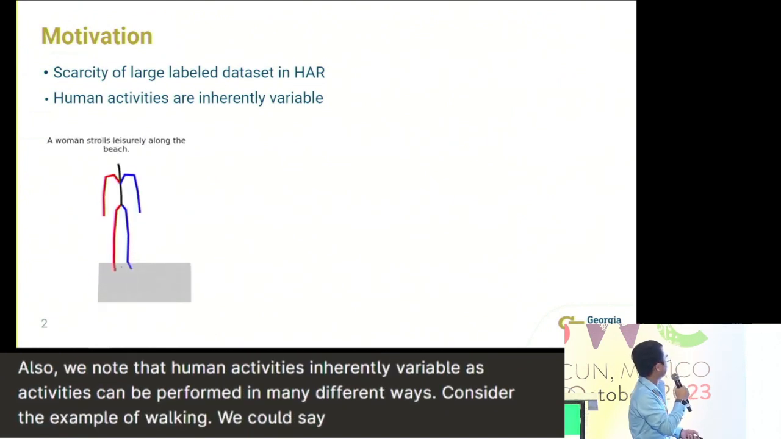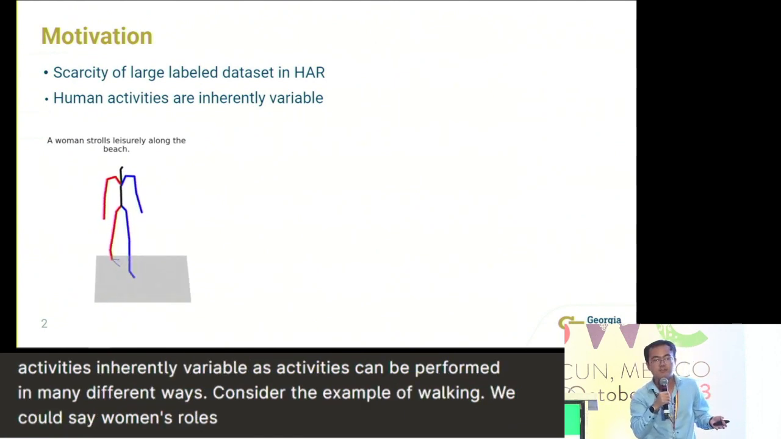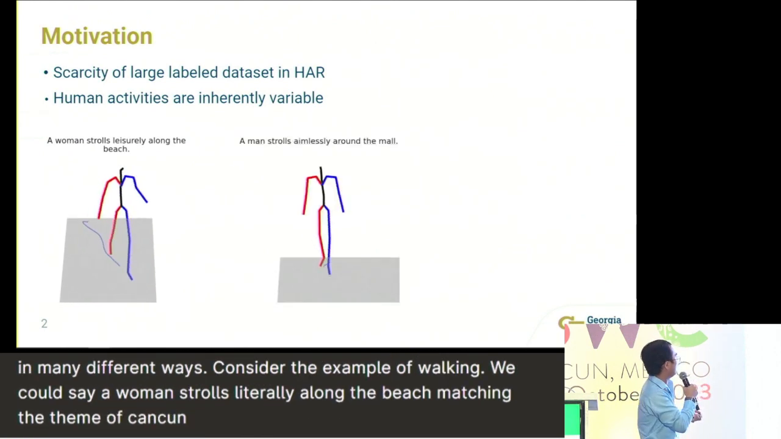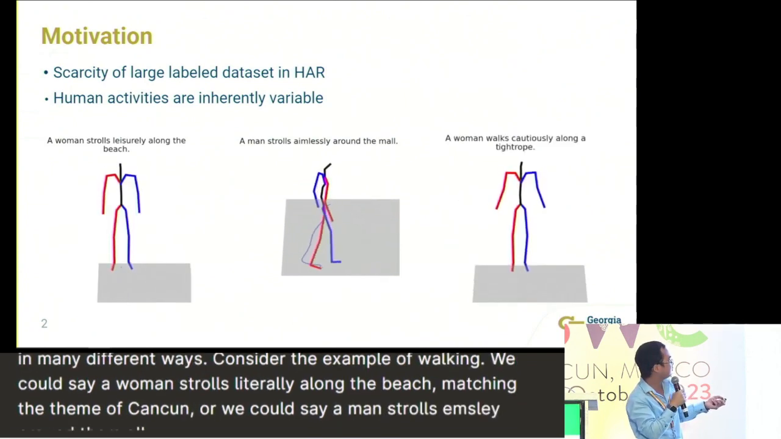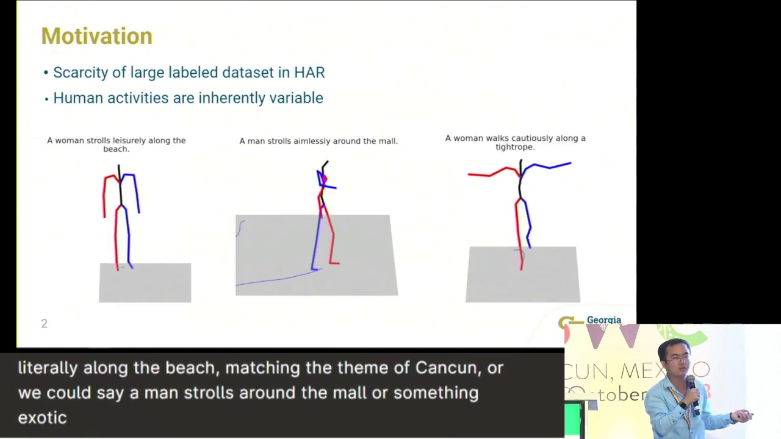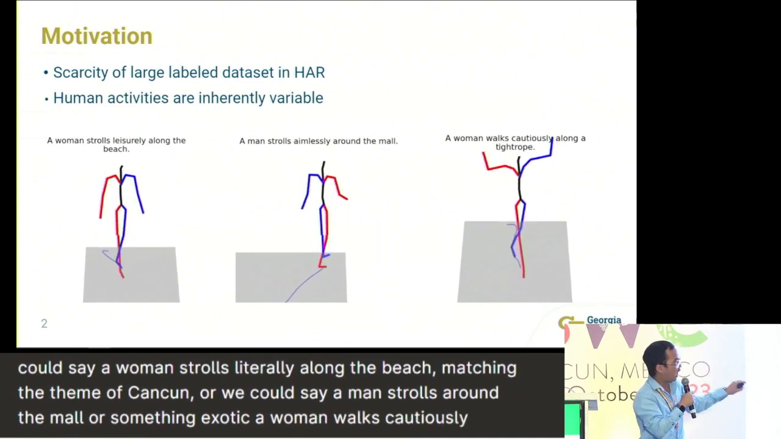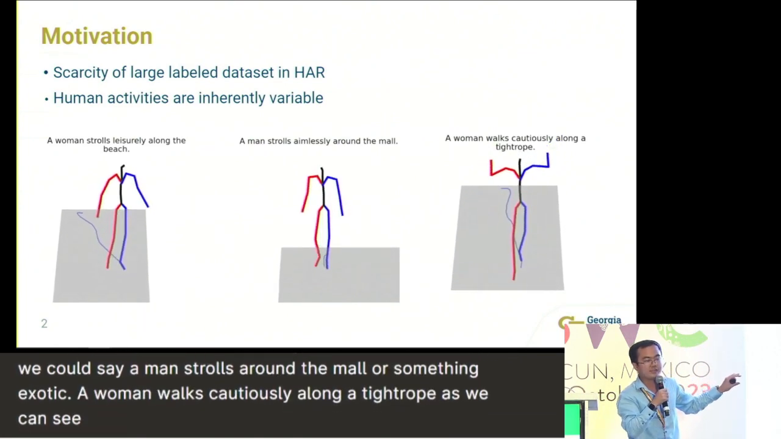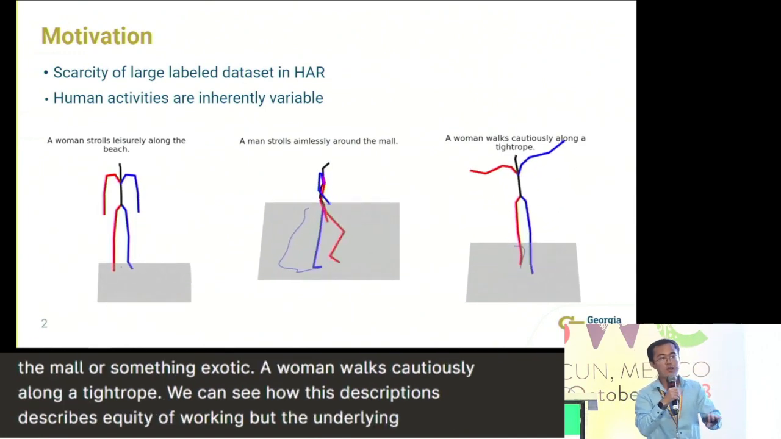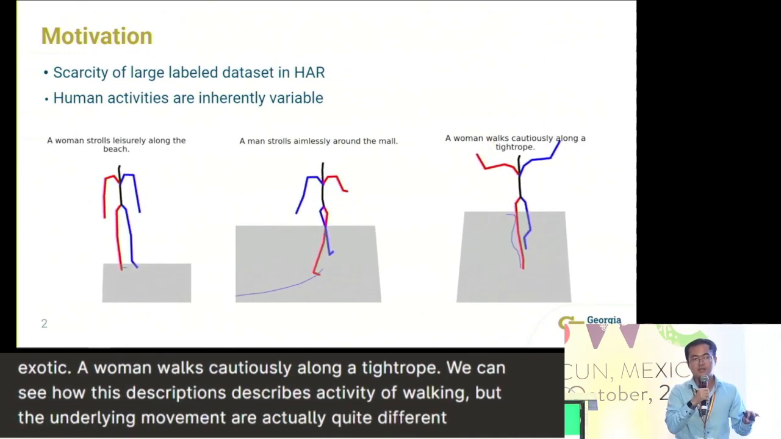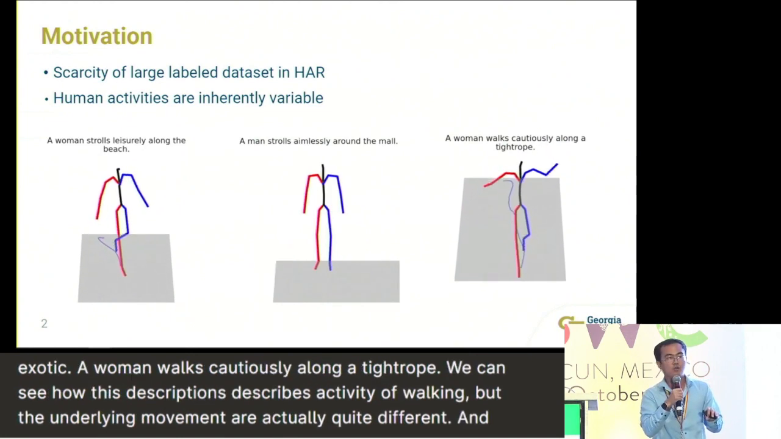We could say a woman strolls leisurely along the beach, matching the theme of Cancun. Or we could say a man strolls aimlessly around the mall. Or something exotic, a woman walks cautiously along a tightrope. As we can see, all these descriptions describe the activity of walking, but the underlying movements are actually quite different, and the sensor data that we're collecting from the wearables will be different as well.